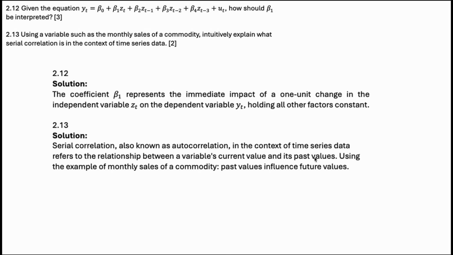Okay, so given this equation, how should beta 1 be interpreted? Very simply, that's the immediate impact of a 1 unit change in the independent variable z of t on the dependent variable y of t, holding all other factors constant.